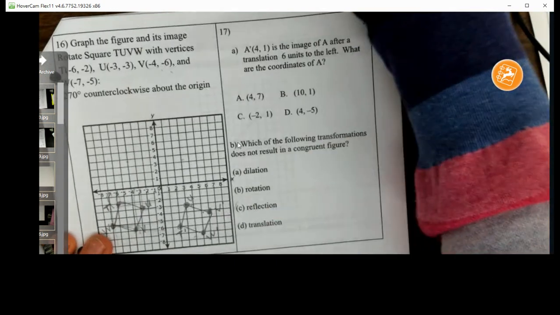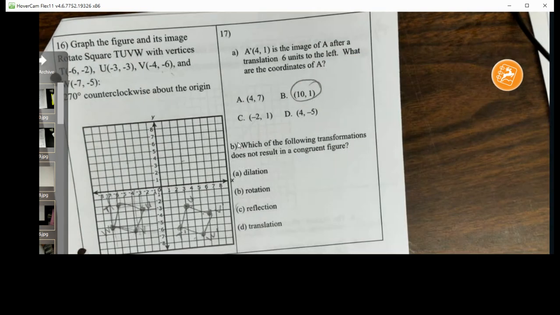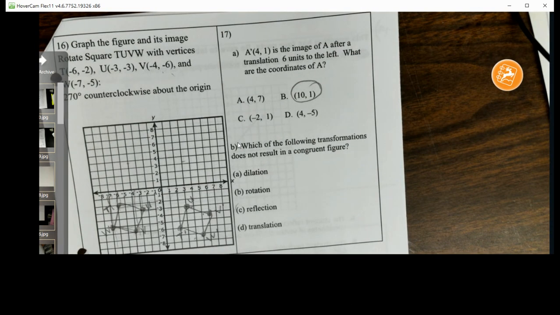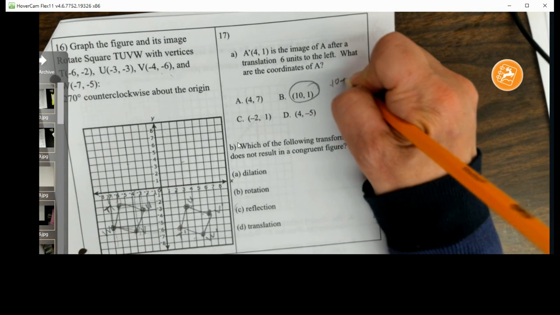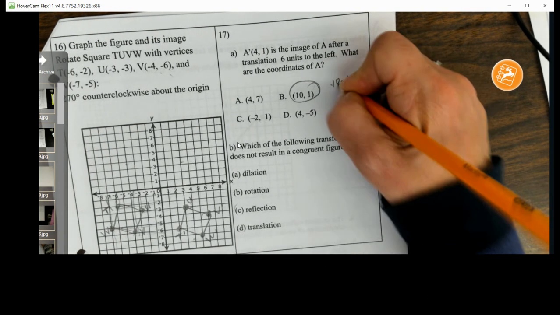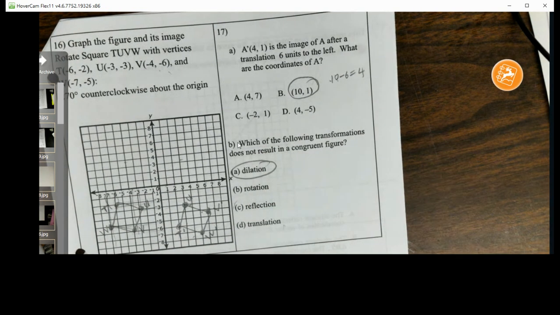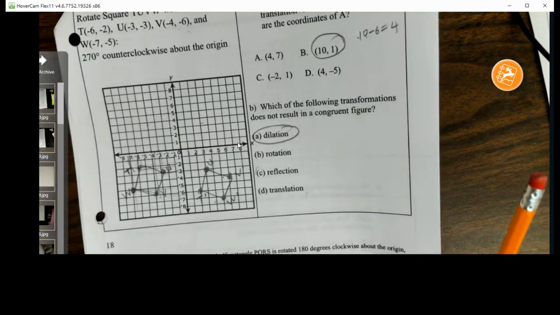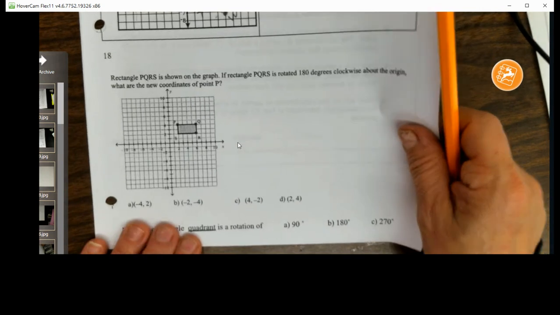Let's look at 17. Again, we're going backwards. The answer is B, where I want to subtract. I think it's the same problem twice. 10 minus 6 is equal to 4, so we want to start off with 10. And of course, dilation does not result in a congruent figure. It's similar. That's why we did it with similar figures.